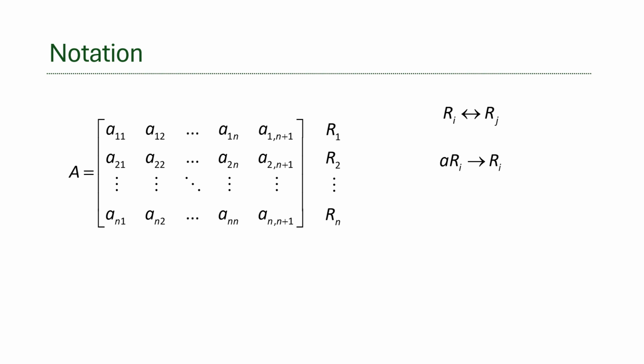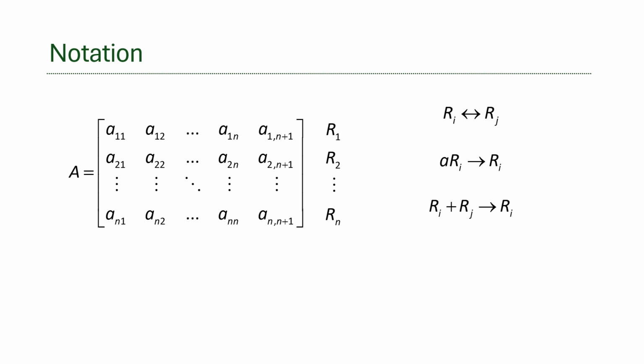This notation is saying I'm going to take row i, multiply all of its values by a, and put those new values into row i, replacing the values that were there before. And finally, this is our third elementary operation. This is saying I'm going to take the elements from row i, the elements from row j, add them together column-wise, and put the results back into row i.